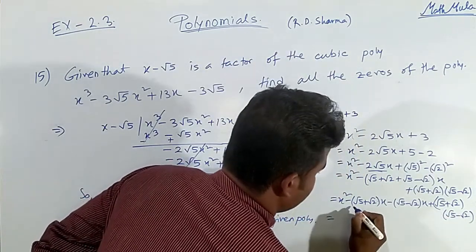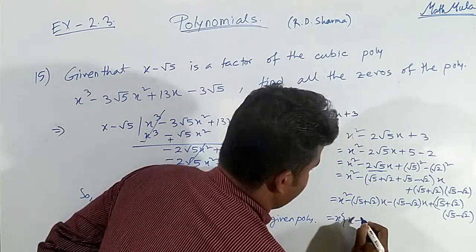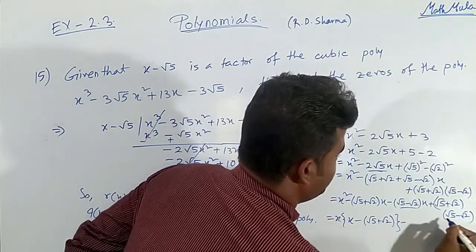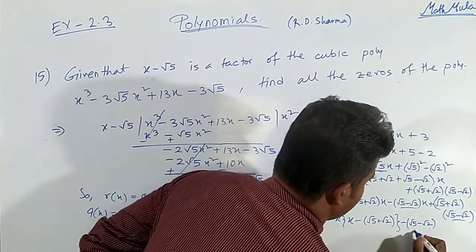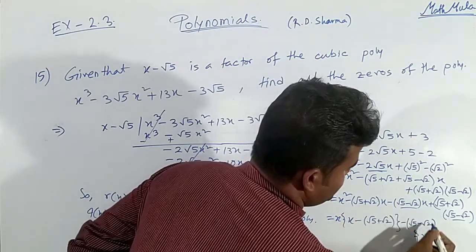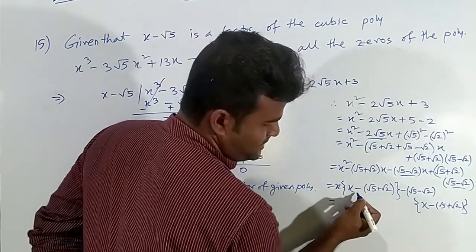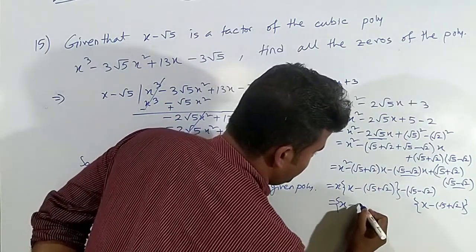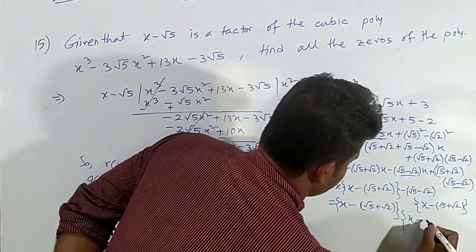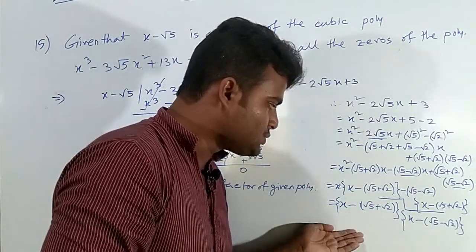Now taking out the common from the first two terms, x will be common, and the factor will be x minus root 5 plus root 2, and from the last two terms root 5 minus root 2 will be common. Then the factor will be x minus root 5 plus root 2, and again x minus root 5 plus root 2 will be common, then x minus root 5 plus root 2, and the second factor will be x minus root 5 minus root 2. The quadratic quotient is factorized into two linear factors.